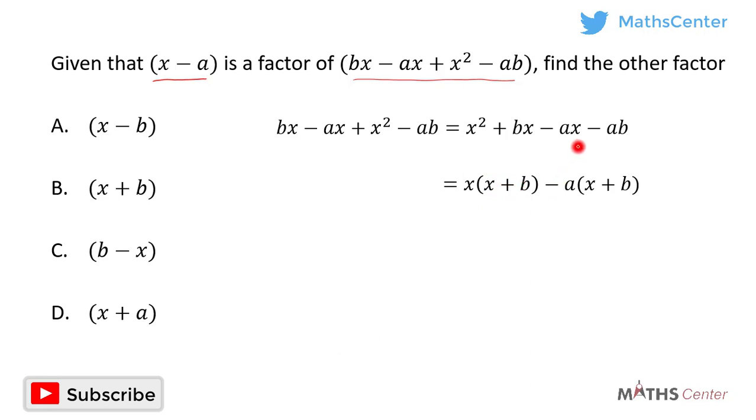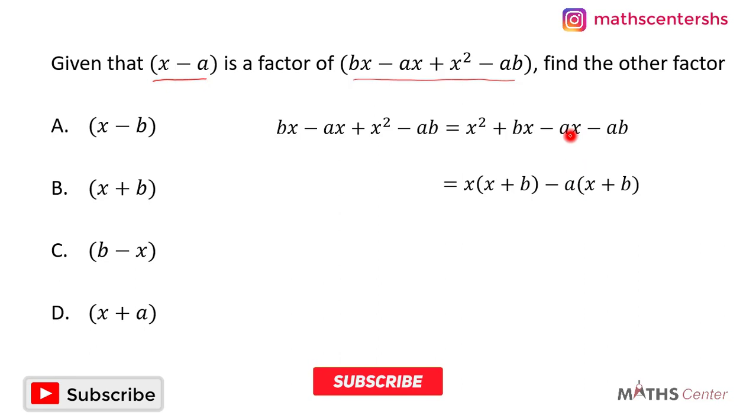And then for the next two terms, I'll factorize a out. There's already a negative here, so I'll have negative a into bracket x plus b. Because of the negative sign here, the negative sign between the two terms will have to change to positive, so that when we expand it, we will have negative a times x to give us negative ax, and then negative a times b to give us negative ab. So we have x into bracket x plus b minus a into brackets x plus b.